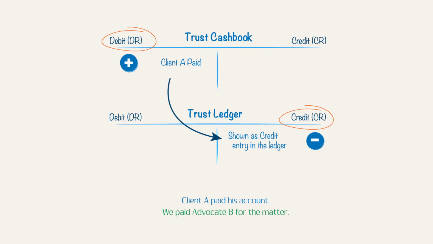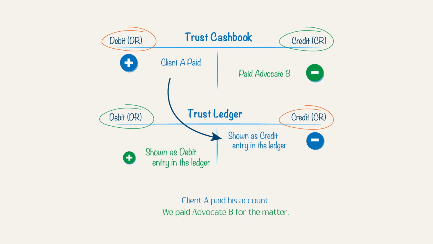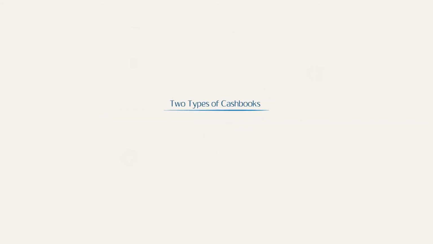When we pay advocate B for his help in the matter, we credit the cash book and debit the client A ledger. Remember, debit the receiver and credit the giver. There are two types of cash books: business cash books for business-related transactions and trust cash books for trust-related transactions. The following is a simple exercise to enable you to familiarize yourself with how a cash book is set out.